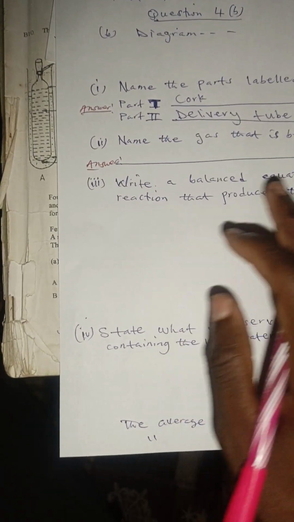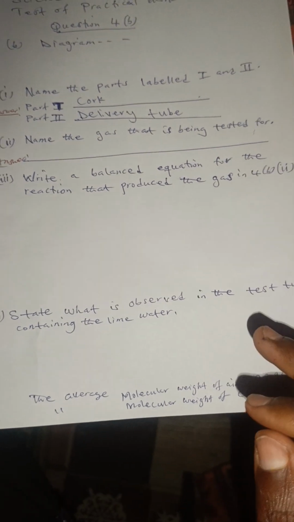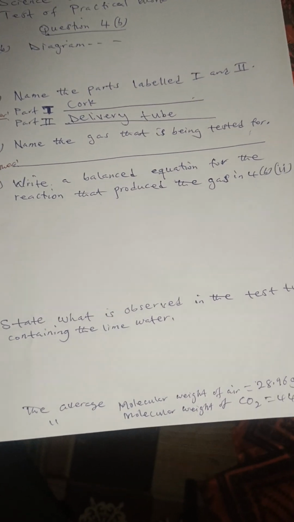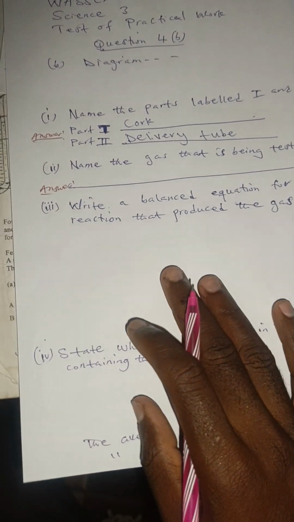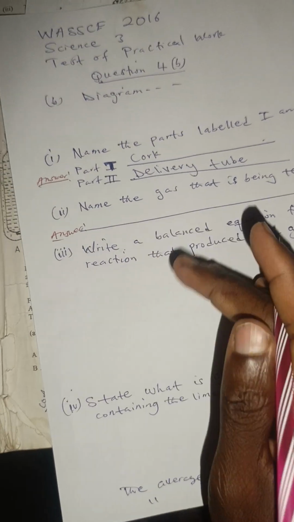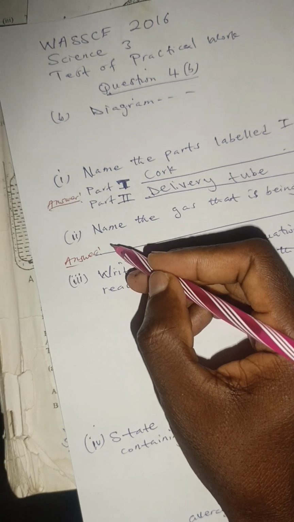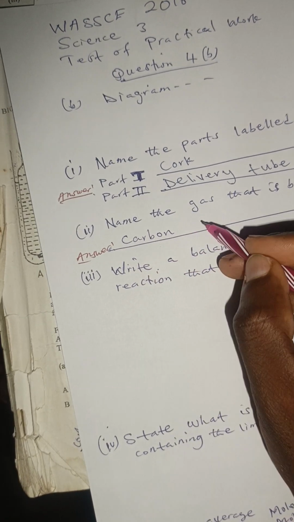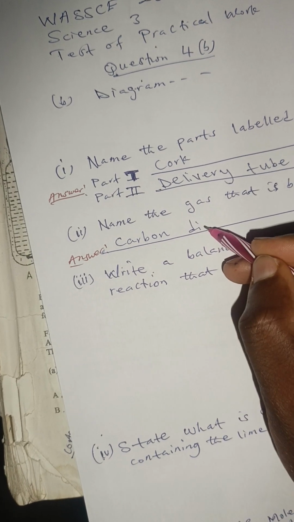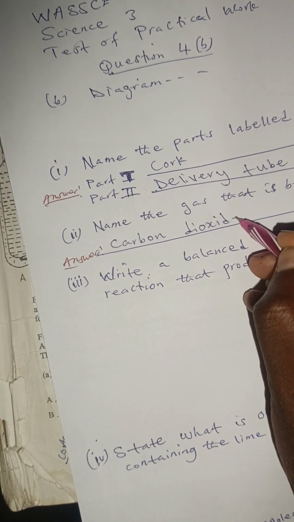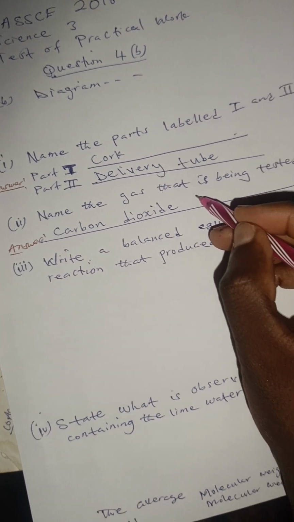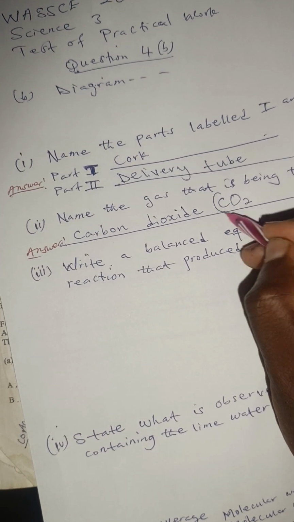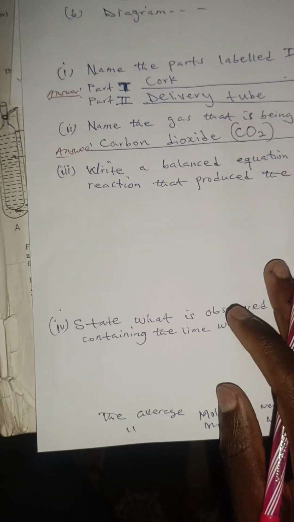So let us write it, the name of the gas that is being tested for. Looking at this carbonate, we should know that it is carbon dioxide. So here we write it. Or we write the chemical formula, that is CO2.